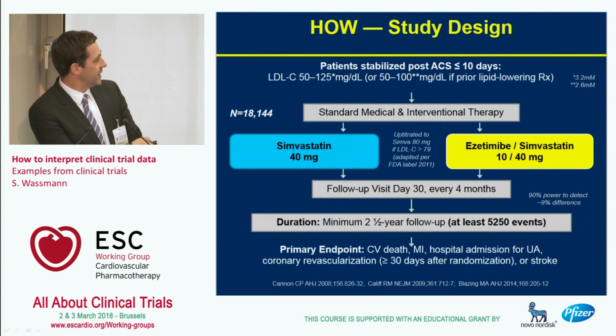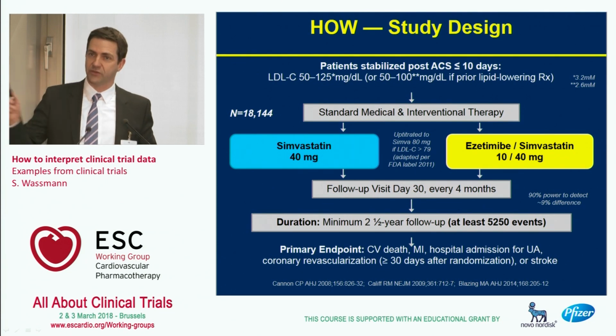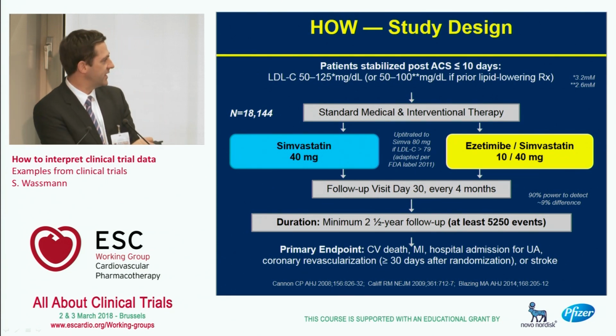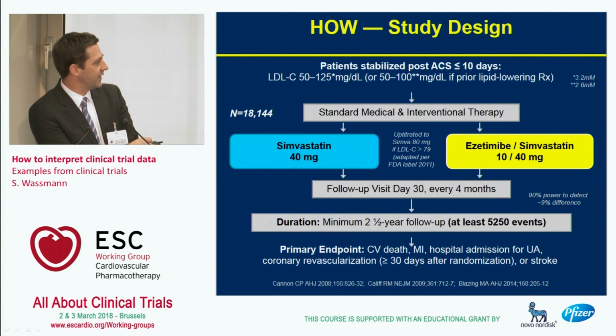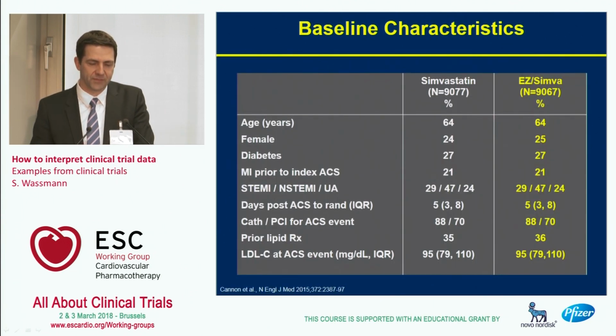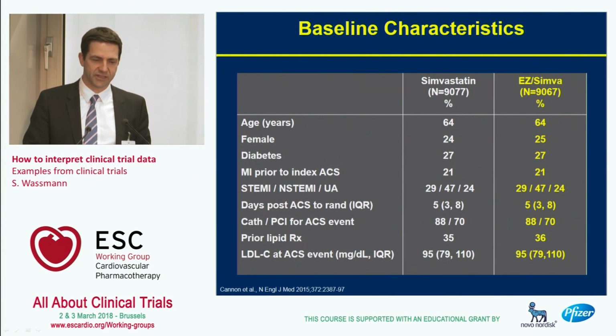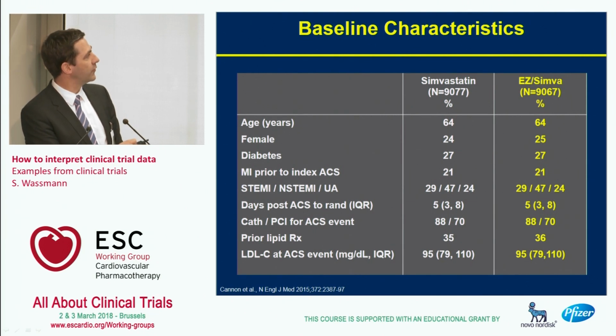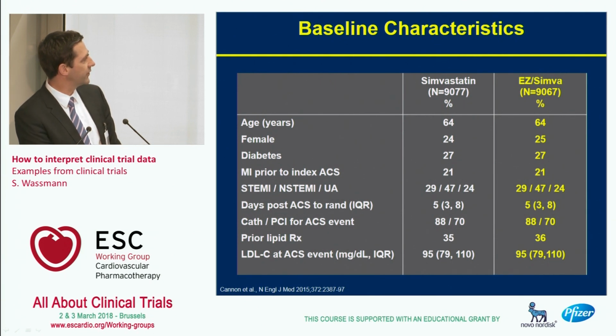Then there was a primary combined endpoint. It is very important to keep in mind what the primary endpoint is. It's CV death, MI, and then hospital admission for unstable angina, coronary revascularization or stroke. So if you like, that's a MACE endpoint plus hospitalization and revascularization, so a combined endpoint. Baseline characteristics, always look at that. You see typical characteristics here: a quarter females, a third diabetics.